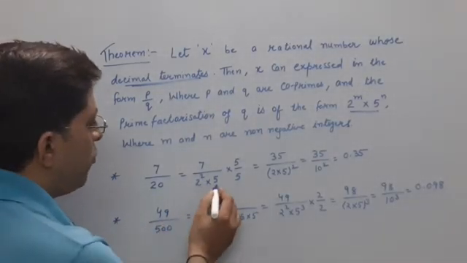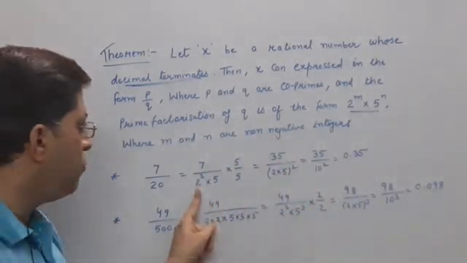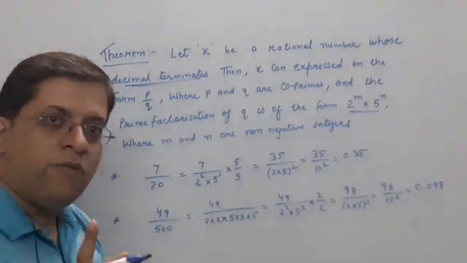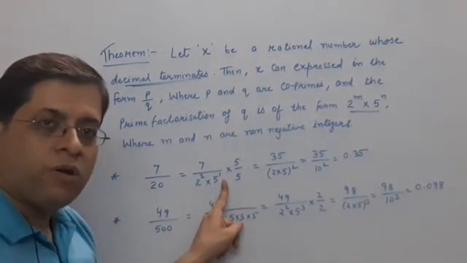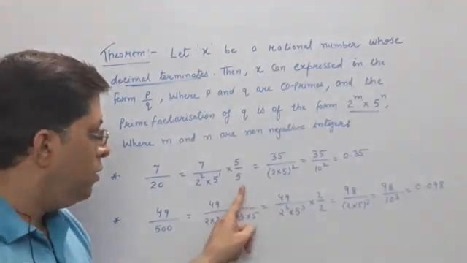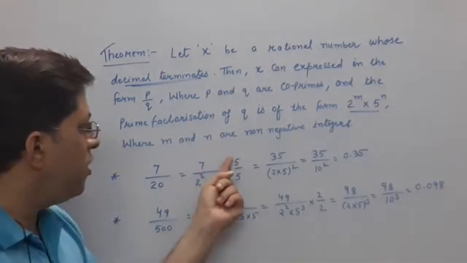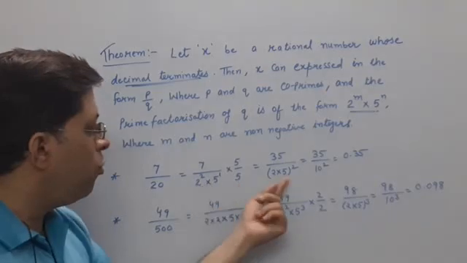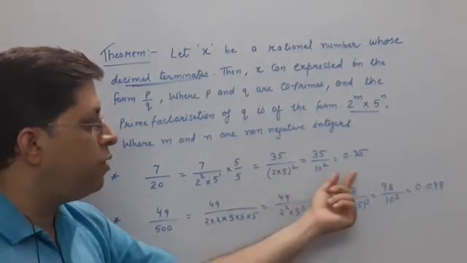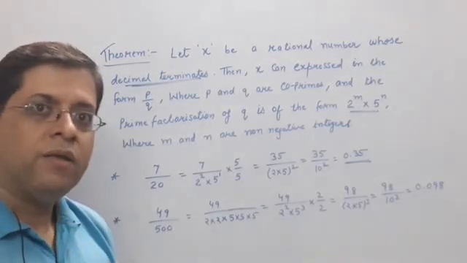What are the prime factors of 20? 2 2s are 4, 4 5s are 20. It means 2 square into 5. Here 5 power 1 is there. I want to make it 5 power 2. For that, what do I have to do? I have to multiply and divide by 5. So in the denominator 5 power 2 will come, and in the numerator 7 5s are 35. Taking the whole power 2, what will come? 10 power 2. So 35 upon 10 power 2 is 0.35.